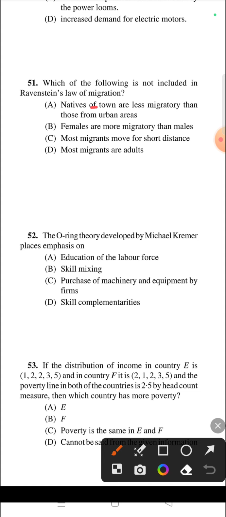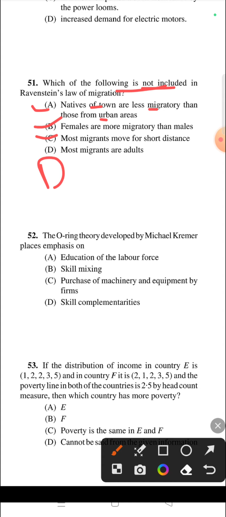Females are more migratory than males. This is also right. Most migrants move for short distance. This is also right. Most migrants are adults. This is not included in the Ravenstein's law of migration. The right answer is option D. Option D is not included in the Ravenstein's law of migration.